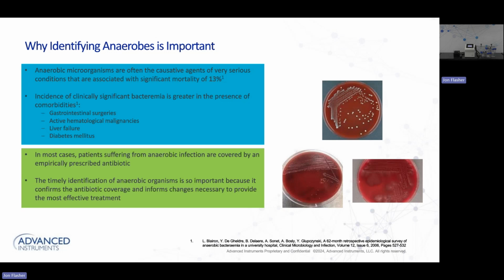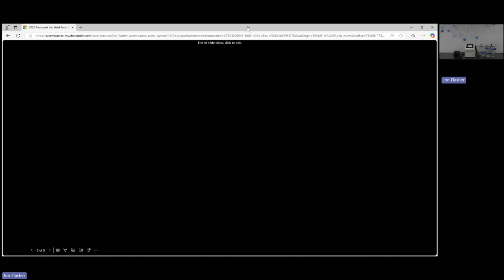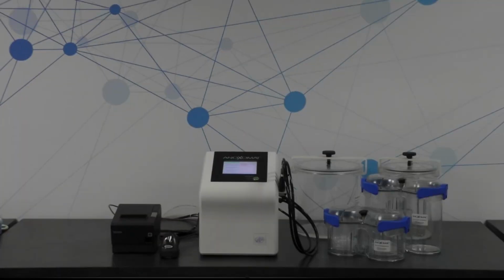So making sure that we identify the anaerobic organisms quickly is really important because it makes sure that the antibiotic coverage that we've already employed works, and it informs any changes necessary to make sure that we're putting them on the right coverage if the empiric therapy isn't appropriate. But we all knew that here, so why don't we jump into talking about our Anoxomat III anaerobic jar system.